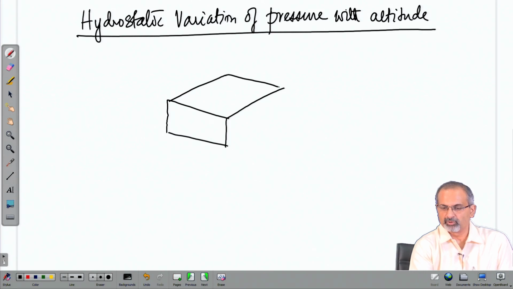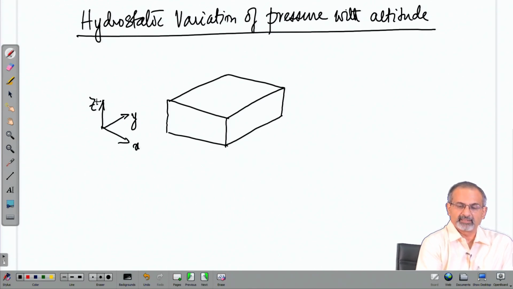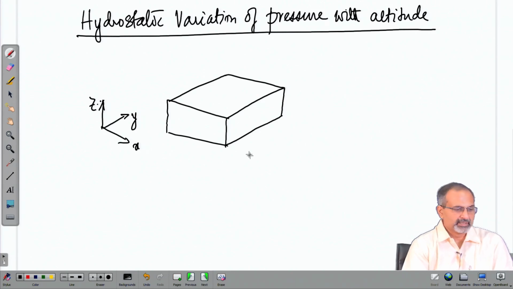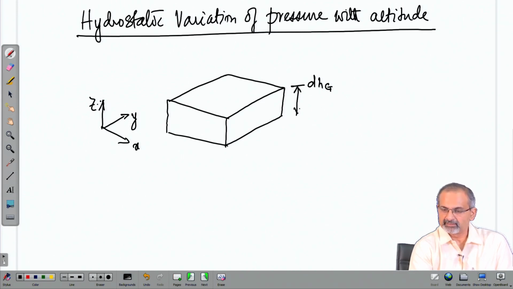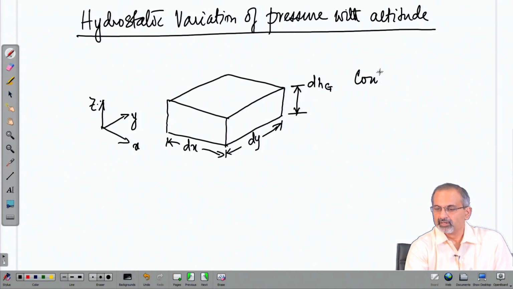So, we are drawing a cuboidal control volume. Let this be our axis system x, y, z, and say the positive z direction indicates the direction along which the altitude increases. So, let us say this is the dimension along the respective directions of the control volume. So, what are the forces that are acting on the control volume?